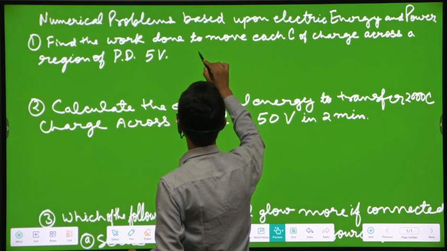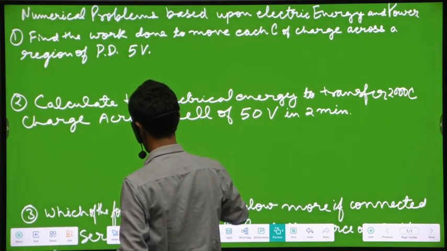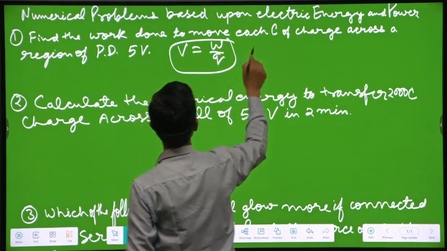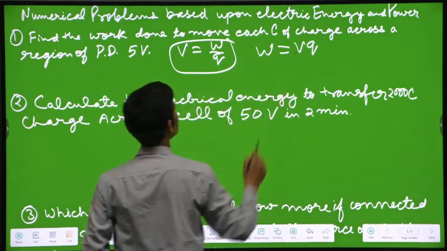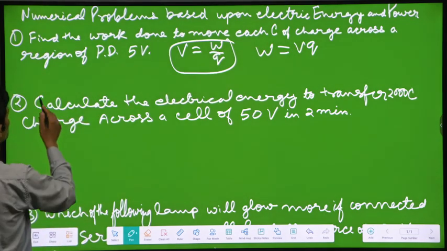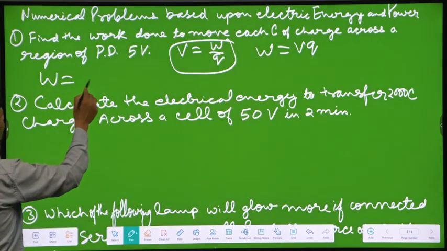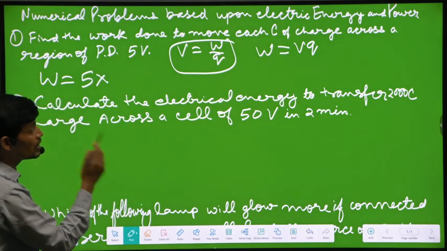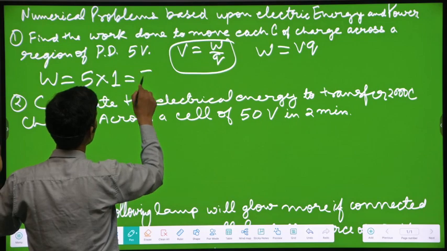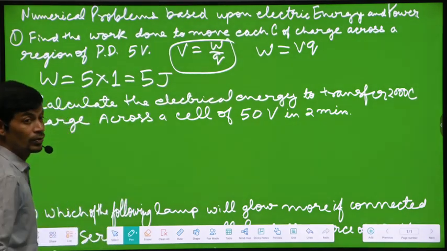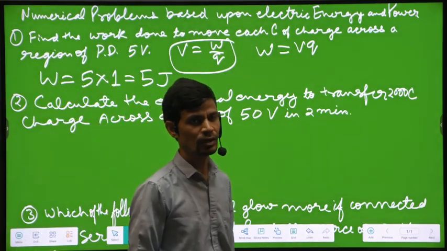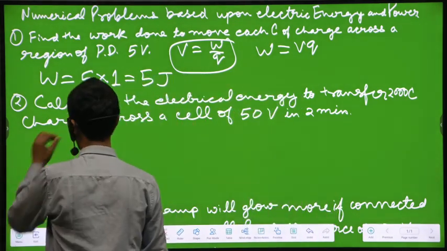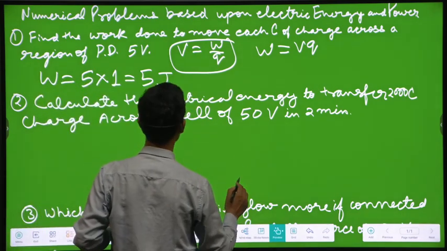We know V equal to W upon Q, so W equal to VQ. So it's quite simple. Work done will be V, that is 5 volt, multiplied by Q, charge each coulomb means 1 coulomb. That will be 5 joule. You should know that the unit of work is joule. Energy is also joule. Okay, moving on.